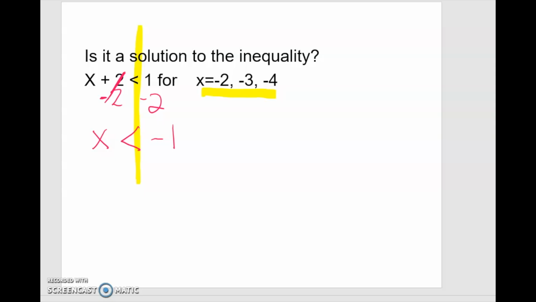So we're looking here and it says, okay, negative 2, negative 3, negative 4. Are those less than negative 1? Well, yeah, all three of those are. So yes, every single one of these is a solution to our inequality, because our inequality says anything less than negative 1.